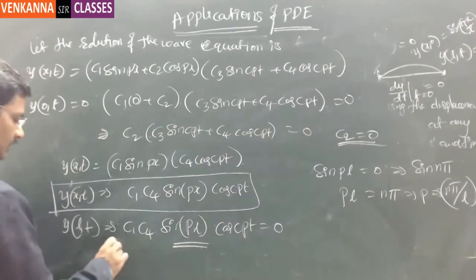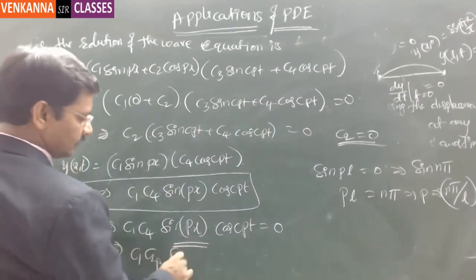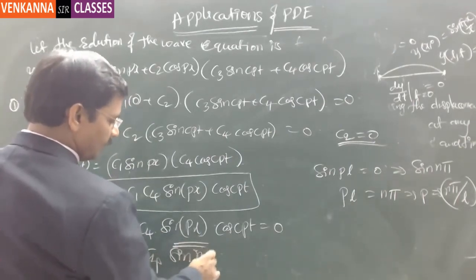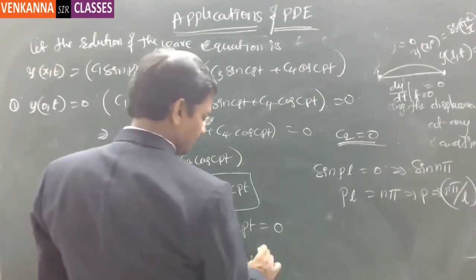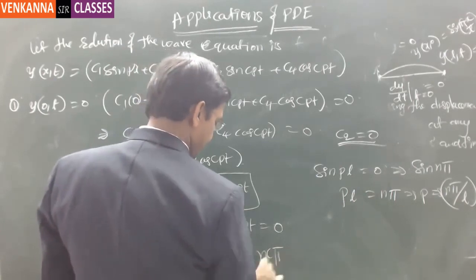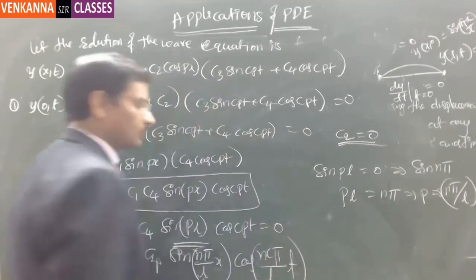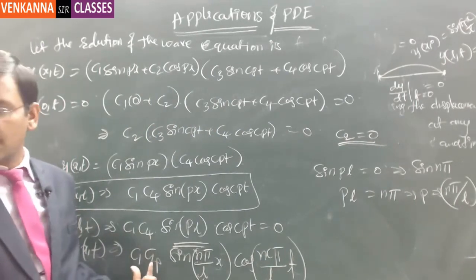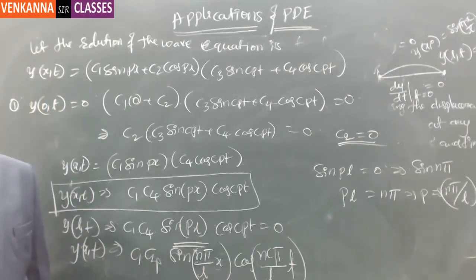So if you replace it here, y of x comma t is equal to c1 c4 sin n pi by L into x, cos n c pi by L into t. So this is the solution, right? Yeah, the product of these two arbitrary constants is one more concept which we are going to find out now. Got it?